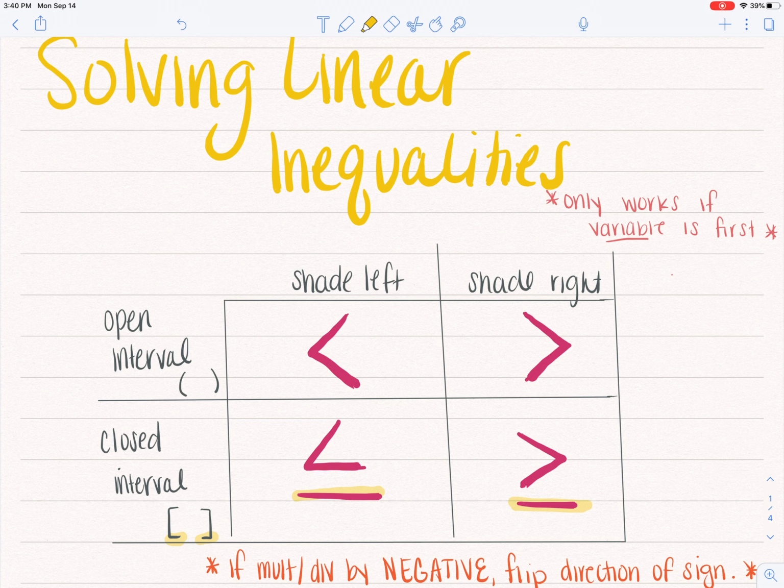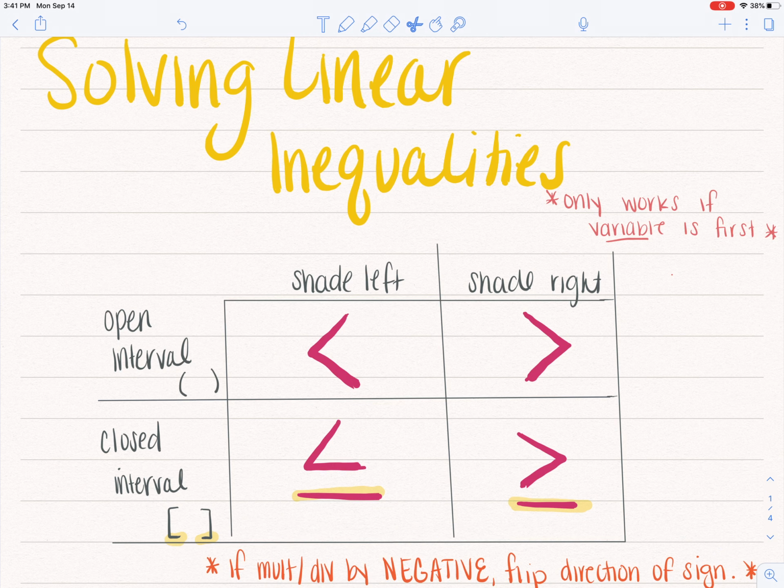This only works if the variable is written first. So I will always move the variables over to the left-hand side. That way my graphing is a little bit easier than moving them to the right and then flipping it. Also, one more thing to note: if you multiply or divide by a negative number, make sure you flip the direction of the sign. So if it was open to the left, you're going to make it open to the right, and if it was open to the right, you are going to make it open to the left.